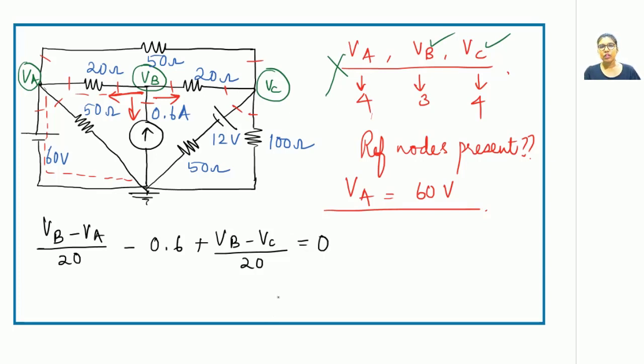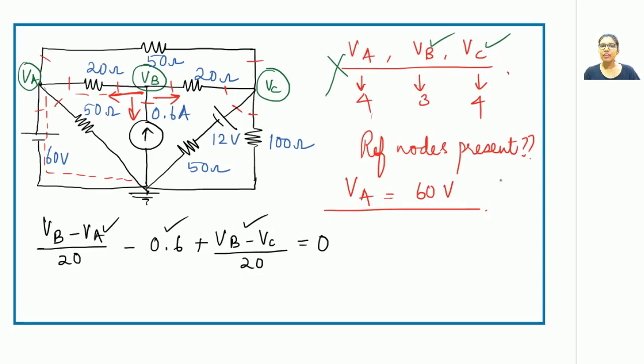Always remember one thing, whether you are writing KCL equations or you are writing KVL equations. If you are writing KCL equations, all your equation terms should be in the form of current. Look over here. This is V upon R. So it is a current. This is a current value. This is again V upon R. You cannot use any other form to write a KCL equation.